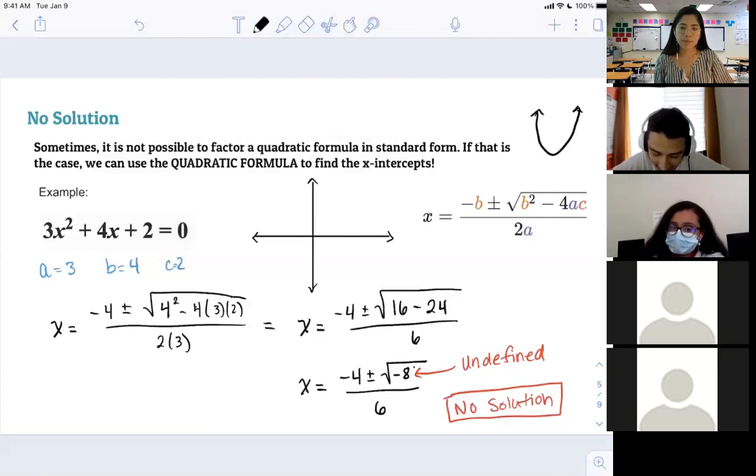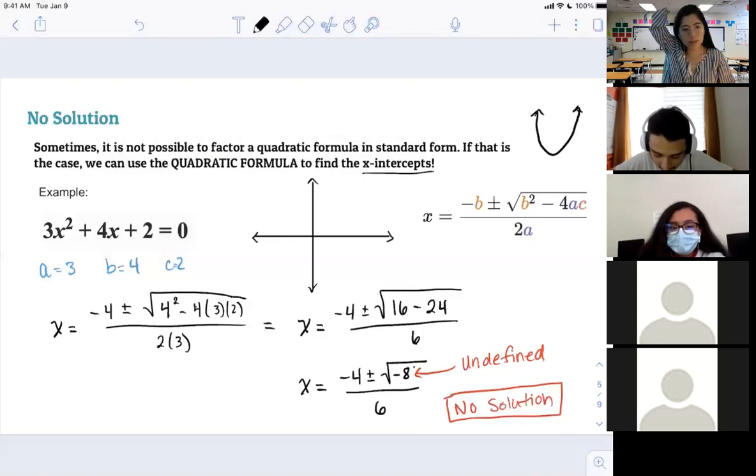What did I just find by using the quadratic formula? The x-intercepts. That's what it's for, right? So I was trying to find the x-intercepts. Turns out there are no x-intercepts.